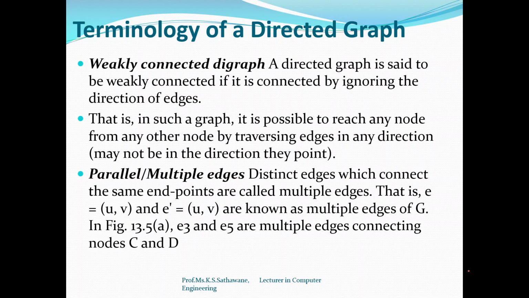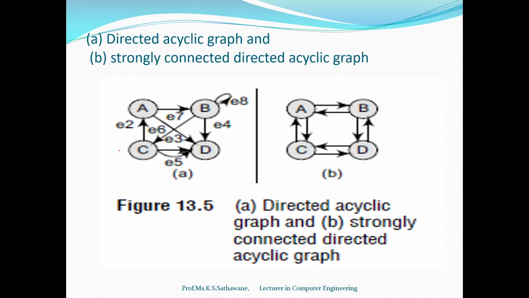Now parallel or multiple edges: distinct edges which connect the same endpoints are called multiple edges. That is, E of U comma V and E dash U comma V. Means what? Edges E and E dash both are connecting U and V. So these are multiple edges of G. So if you see in the next figure, E3 and E5 are the multiple edges which are connecting C and D.